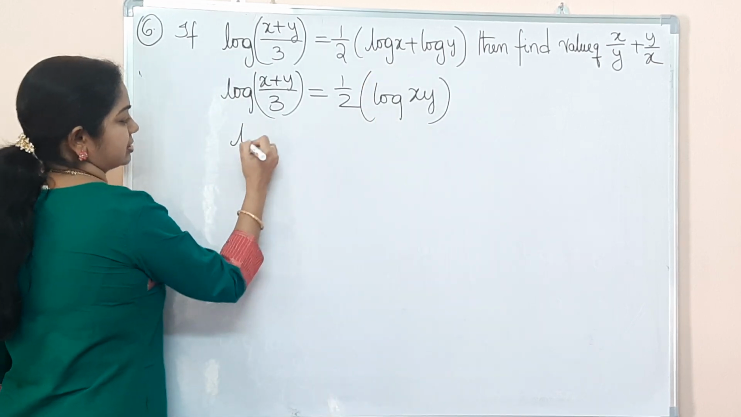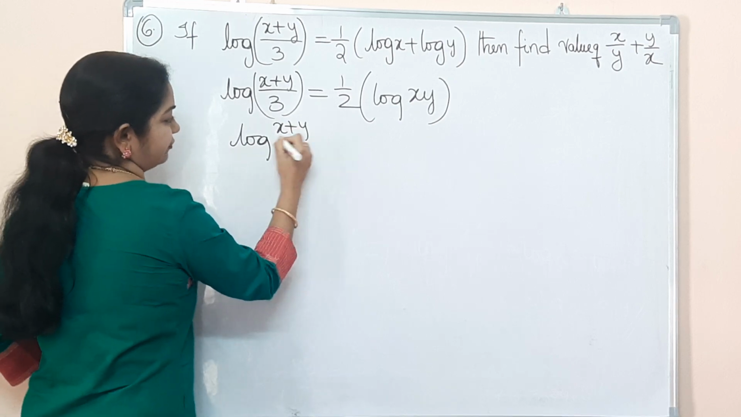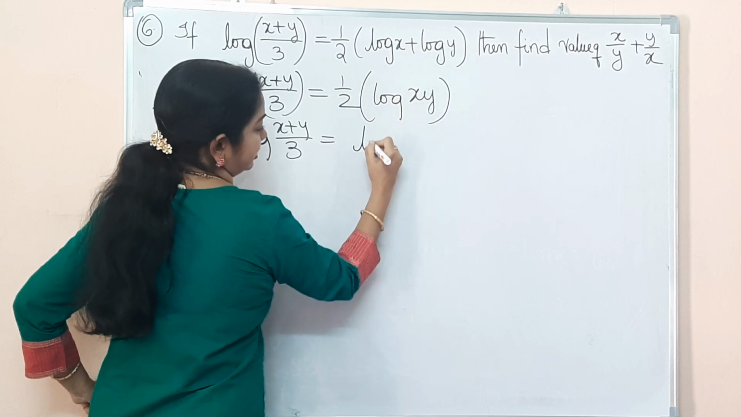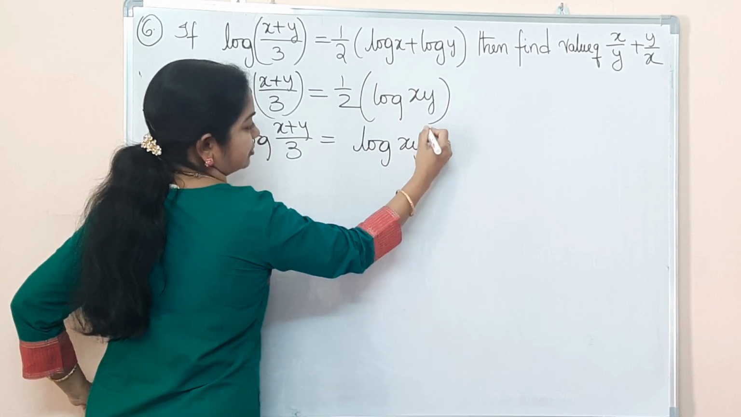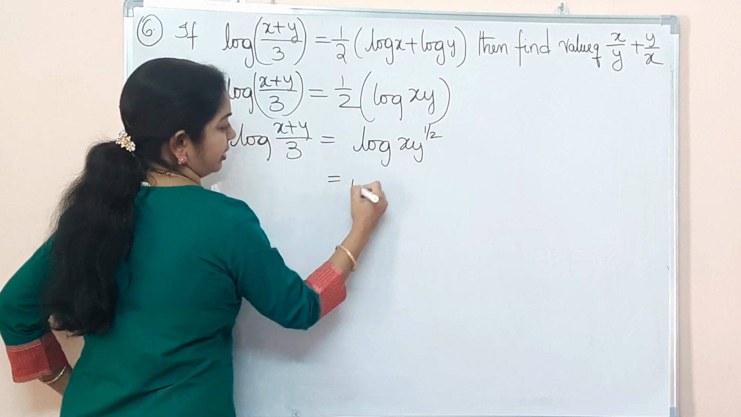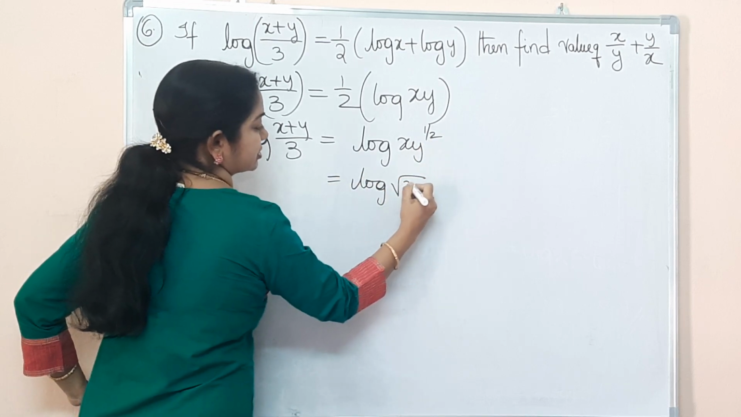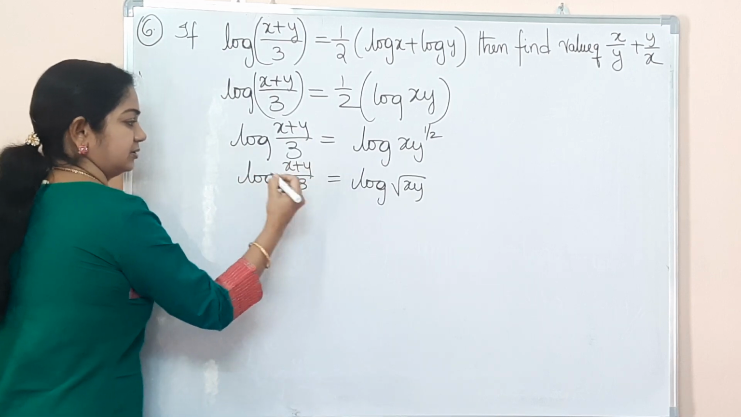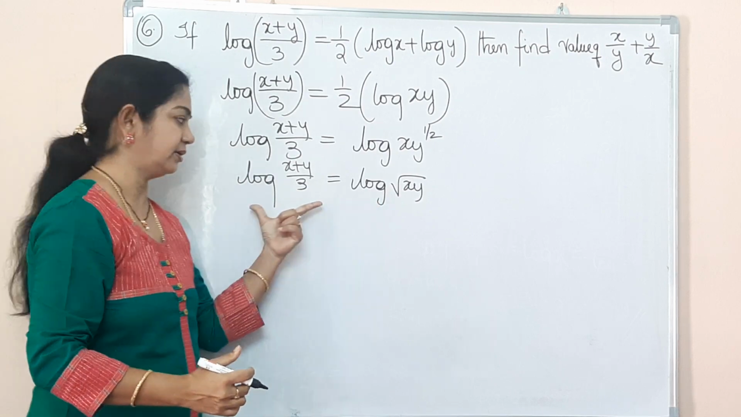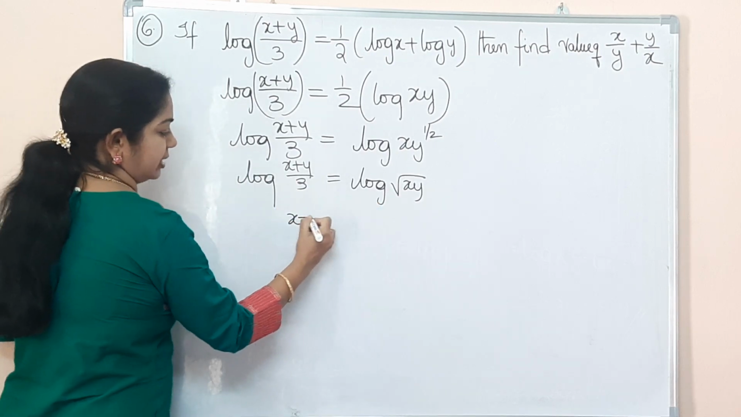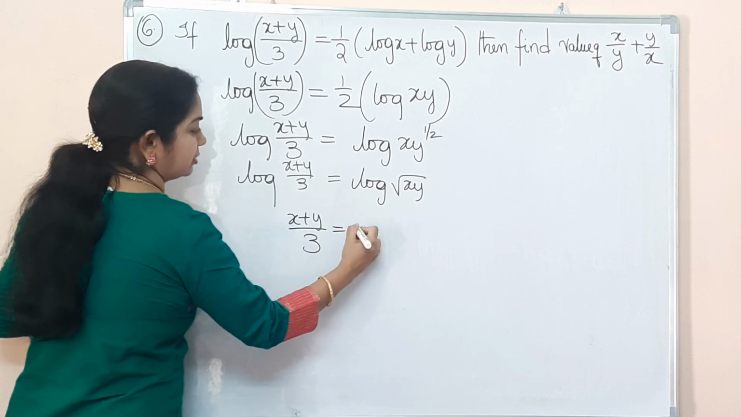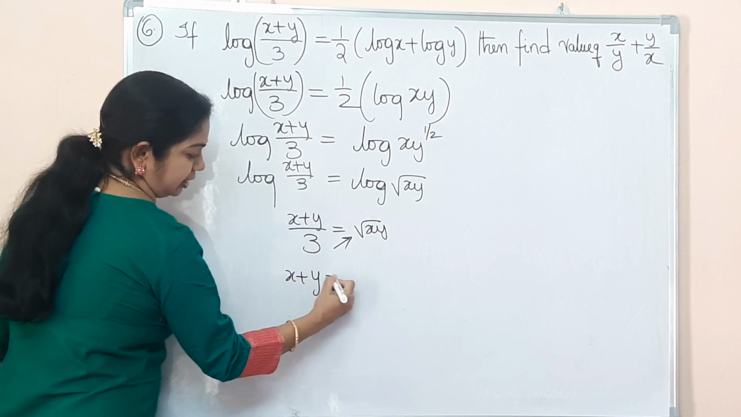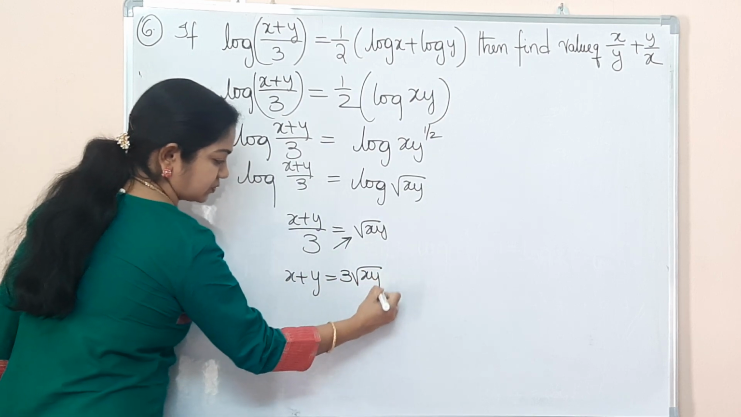Now here this is log of (x plus y) by 3. This part you can bring to the exponent: xy raised to the power of half, that means just the square root of xy. Here both sides are logs, so you can remove the log. Now (x plus y) by 3 equals the square root of xy. Now cross multiply: x plus y equals 3 square root of xy.